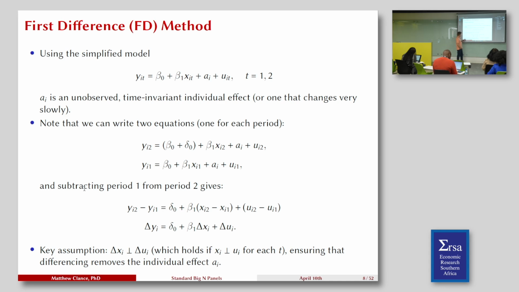Okay? So the key assumption here is that delta xi and delta ui, there is no relationship. It ensures that differencing removes the individual effect of ui. So basically we have no serial correlation over time. There's no relationship between the 2.